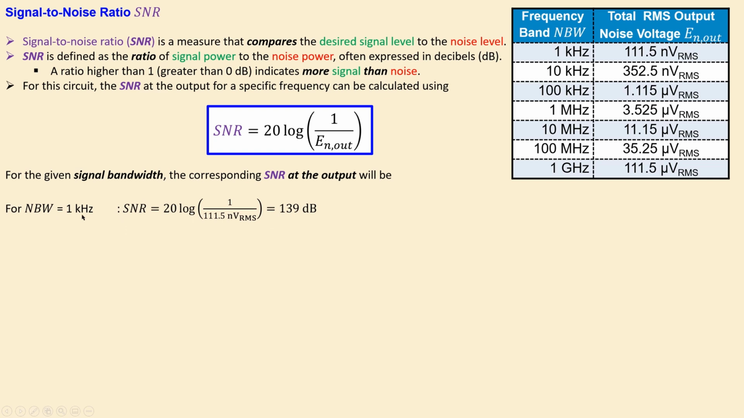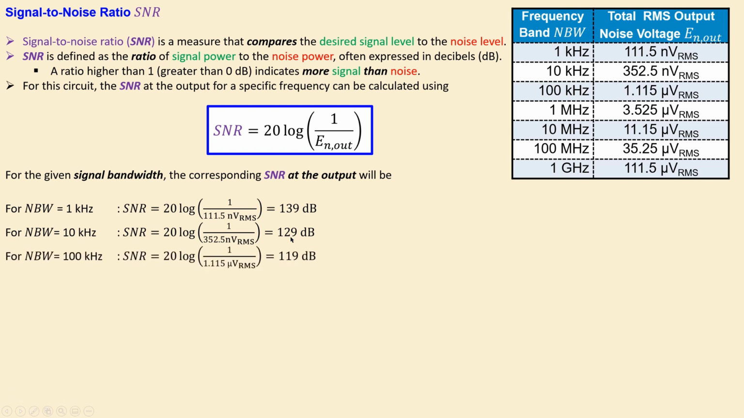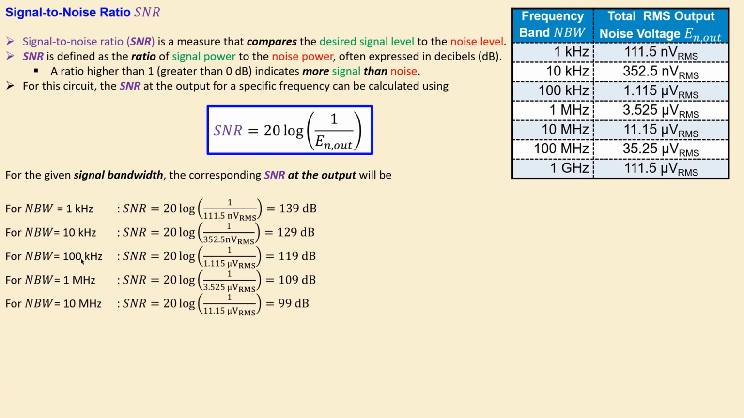So for a noise bandwidth of 1 kilohertz, you just do the math using this formula. You take this value for 1 kilohertz and you do the math here, and you will get 139 dBs. You do that also for 10 kilohertz. Again, just grab this value from the table and substitute it in here, and you will have 129 dBs. And also for the other ones: 100 kilohertz, 1 megahertz, 10 megahertz, 100 megahertz, and 1 gigahertz.